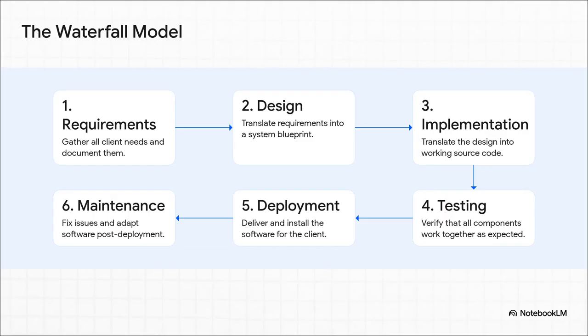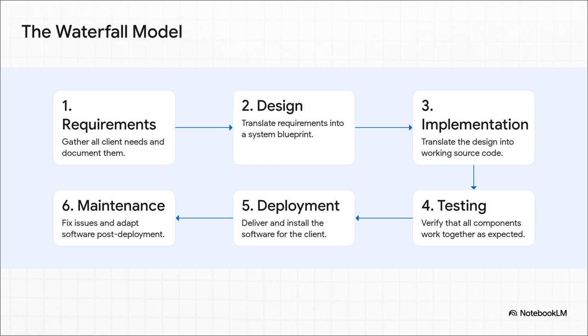Here's the play-by-play. You start at the top by gathering all the requirements from the client, every single one. Once those are set in stone, you move to the next phase, design. Then, and only then, do you move to implementation, which is writing the code. Then you test it, then you deploy it. The key rule here is you have to finish one phase completely before you can start the next. There's no swimming back up the waterfall.